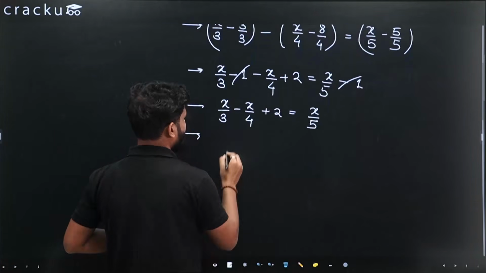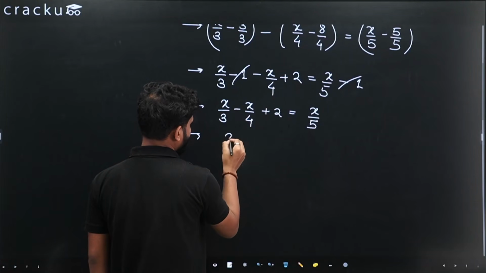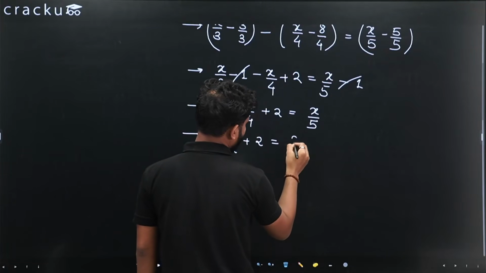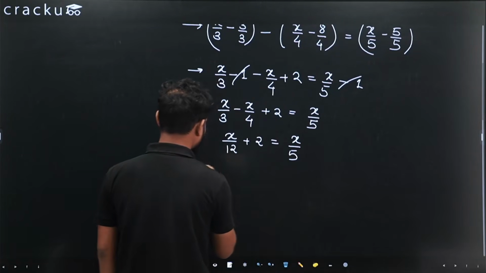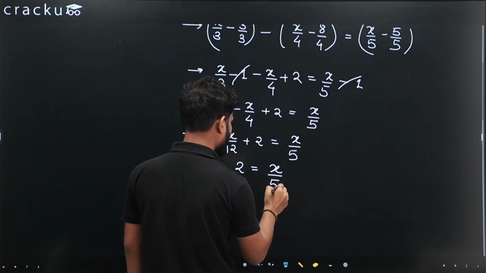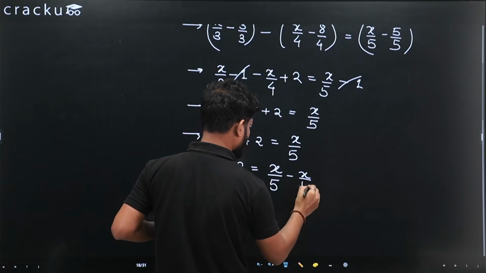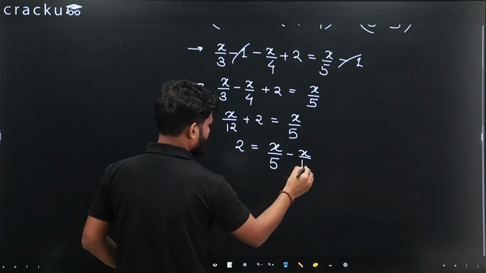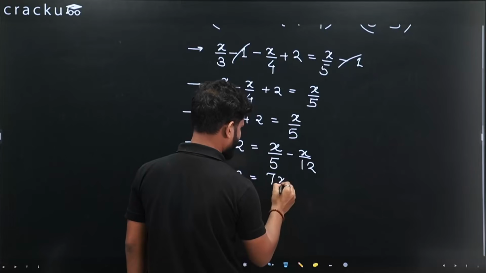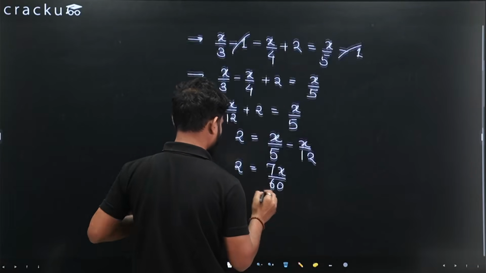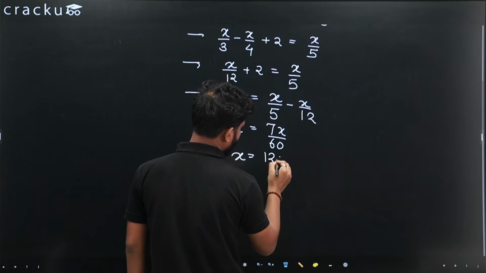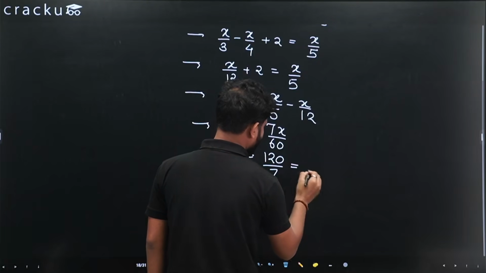From here what do you get? You get (4 minus 3) x by 12 plus 2 is equal to x upon 5. Or from here you can say 2 is equal to x by 5 minus x by 12, or 2 is equal to what? (12 minus 5), 7x upon 60, or x is equal to what? 60 into 2 is 120 divided by 7.